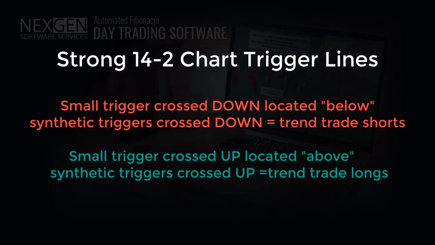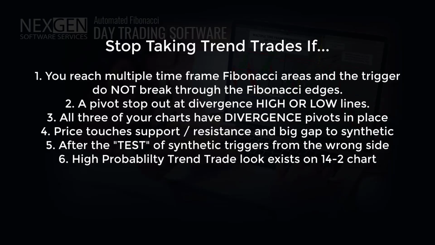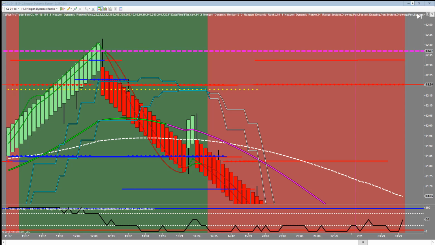Now we're going to spend some time talking about location of triggers and, more importantly, when you're going to stop taking trend trades in the direction. What I'd like to do is just walk you through the chart, and we'll talk about the different types of looks and the different things that you will see on your 14-2 chart that will cause you to either take a trend trade or stop taking trend trades.